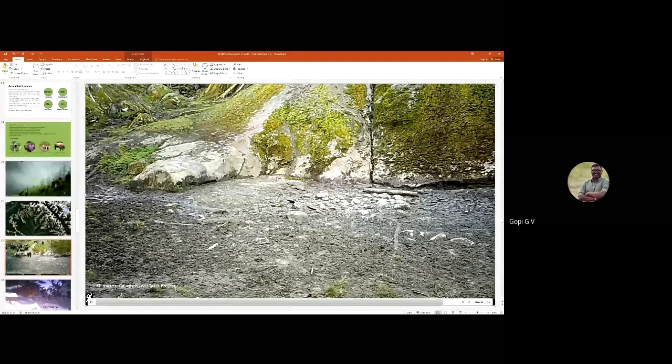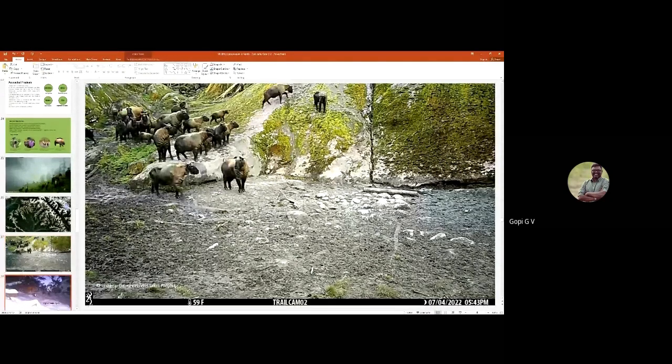So the takin is a very important and interesting species. We do not have much information. Of course, this particular subspecies is endemic to Arunachal, but there are three other subspecies. One is found in Bhutan, and a couple of them are found in China. They are well studied in comparison to the Mishmi takin.